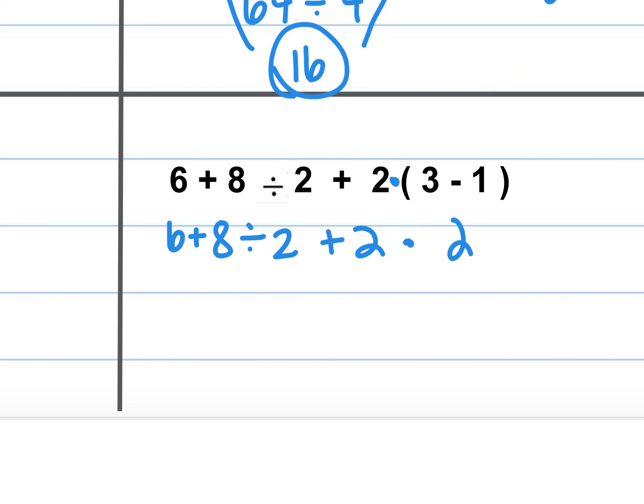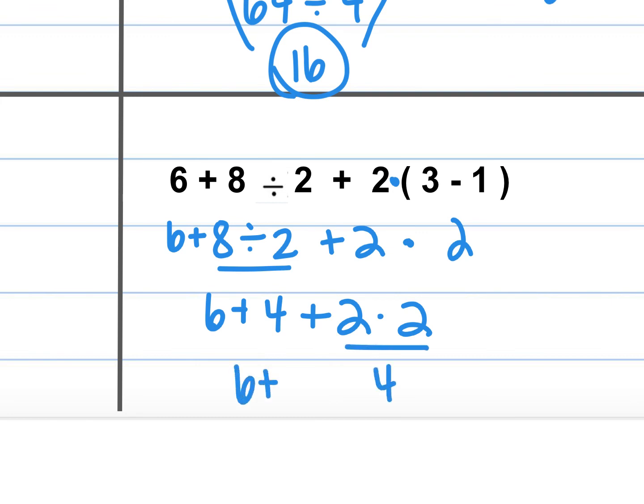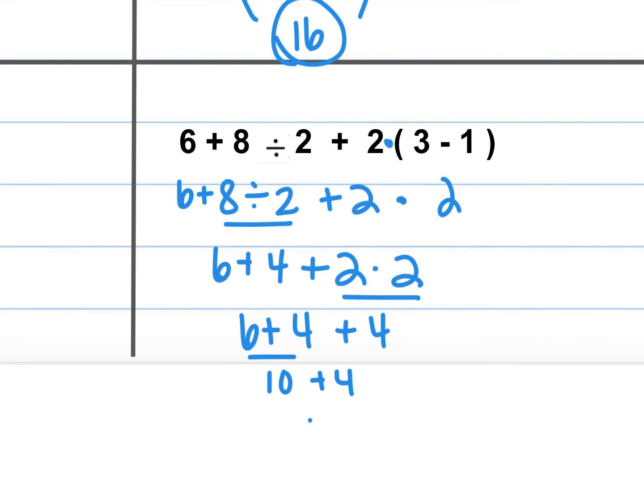Now, next would be my multiplication and division, working left to right. So the division is actually what shows up first. So that's what I'm going to do. So 8 divided by 2 is 4. Carry down the rest of the problem. Now we have our multiplication to do. So 2 times 2 is 4. Again, carry down the rest of the problem. 6, now that we just have addition, we just work left to right. So 6 plus 4 is 10, and 10 plus 4, which is then 14 for my final answer.